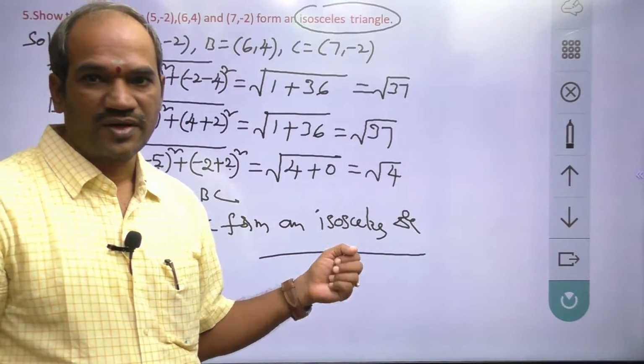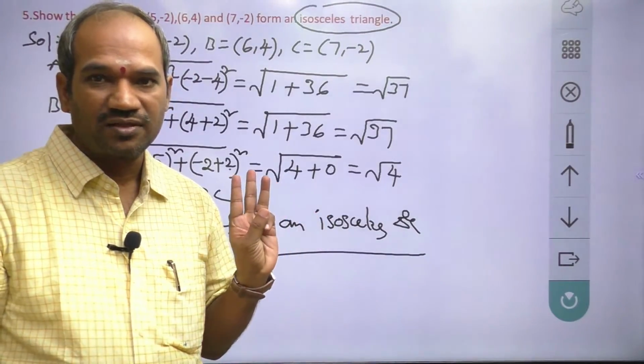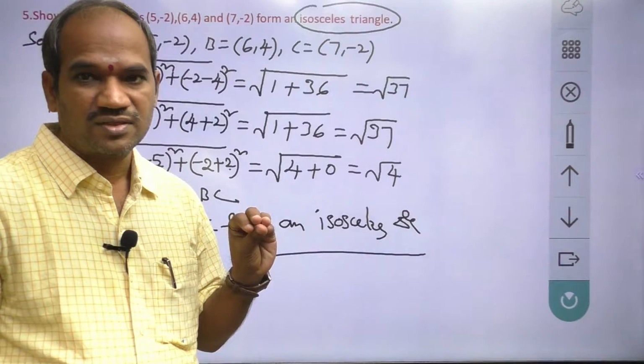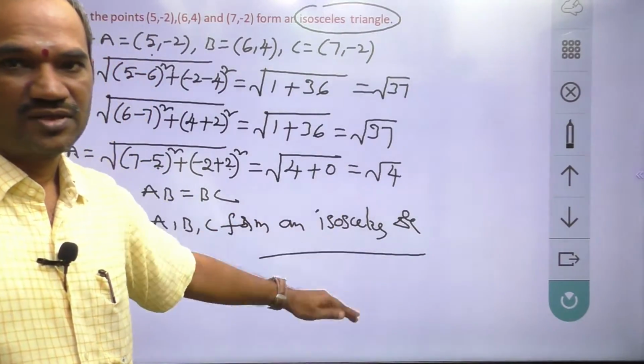One question is compulsory in the final exam, a 5 marks question. One question compulsory, collinear points, 3 marks question, in this concept 5 marks question. These questions are compulsory in the final exam. Write this question one time.